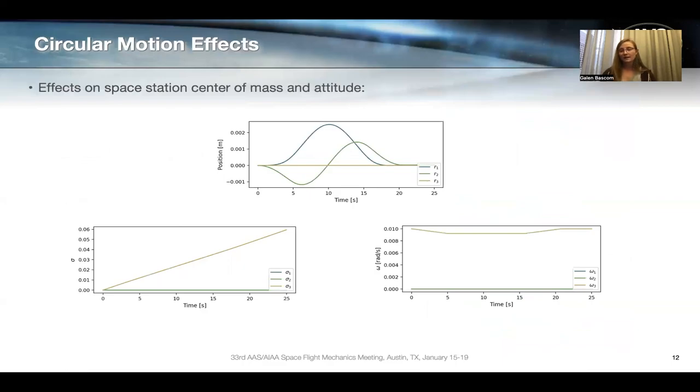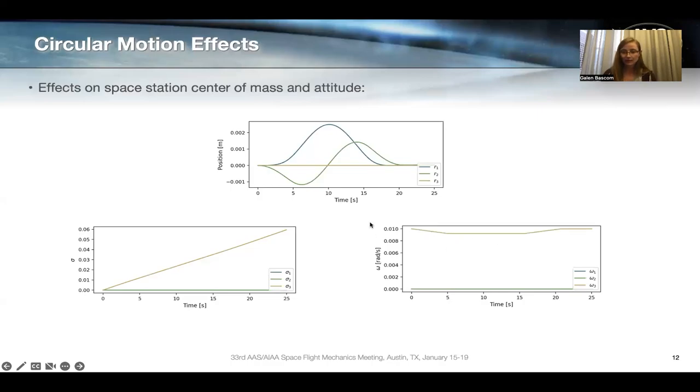So here again, we had the mass going all the way around the space station, and you can see during that motion there are effects on the space station position. Of course, it's returning to the place it started at, so those go to 0 as we would want them to. And then it's a little hard to see in the attitude. I should have mentioned before, this is in MRP space, so those are those sigmas.